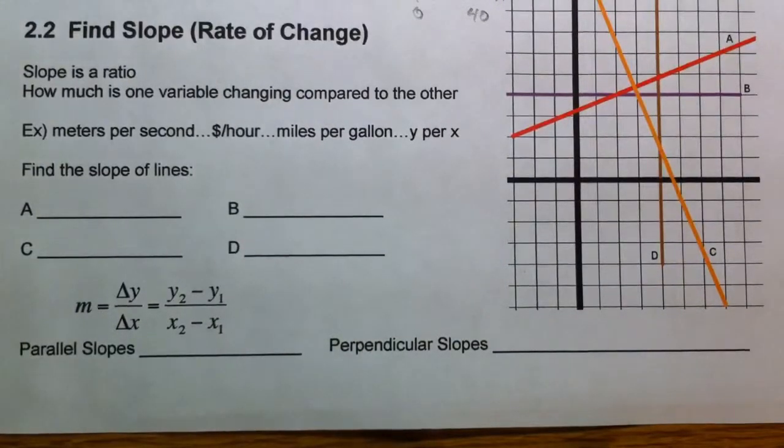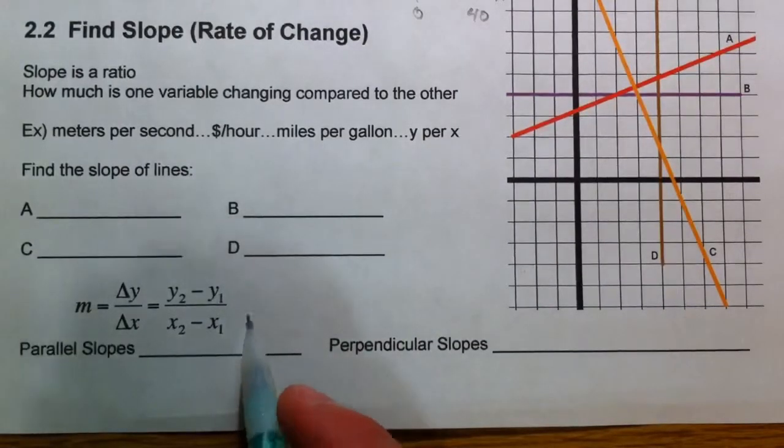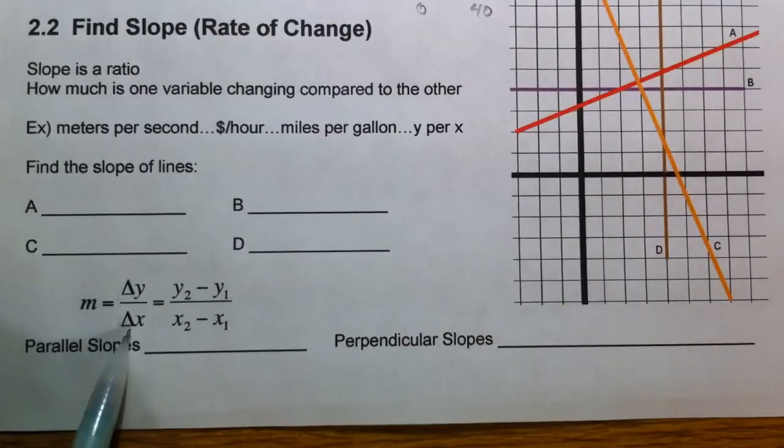Alright, so slope. Most of us are pretty well acquainted with slope. I just wanted to refresh your memory. Remember that slope is a ratio. We compare how fast something goes up compared to how fast something else goes up or down. So typically we talk about it being the change in y over the change in x. And it has different meanings, whatever y and x are.